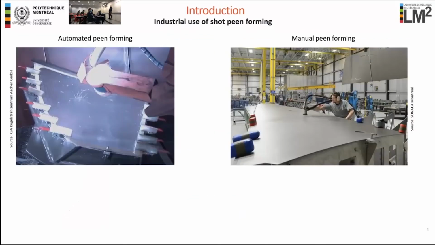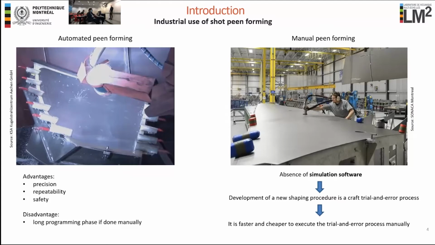In industry, peen forming is applied either automatically or manually. In case of the automated process that we see on the left, the process is executed in a closed compartment, and there is a robotic arm that follows predefined programmed trajectories and projects the particles at the same time. In case of the manual operation, there is literally the operator who is holding the nozzle, and then the particles that are reflected from the surface are immediately evacuated using a vacuum surrounding the nozzle.